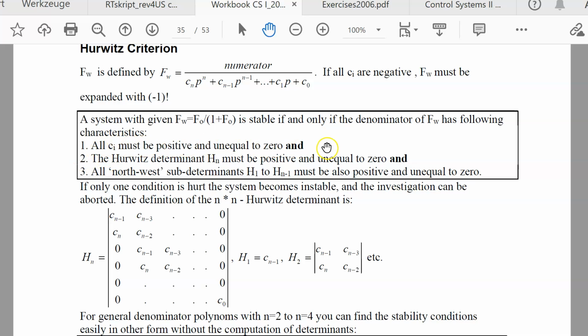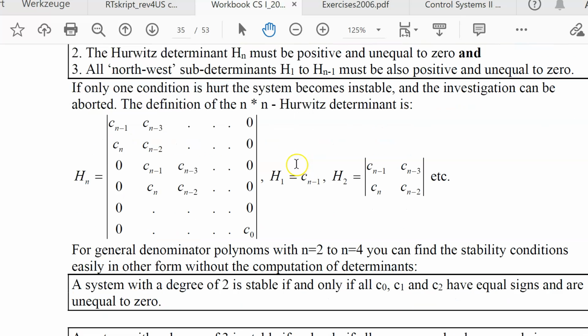If condition 1 is true, then the second condition is also necessary. The Hurwitz determinant must be positive and unequal to 0, and this is also not sufficient. All northwest or top left subdeterminants must also be positive and unequal to 0. So this deals with the so-called Hurwitz determinant, and this is defined here. So let me make it a little bit larger. What is the Hurwitz determinant?